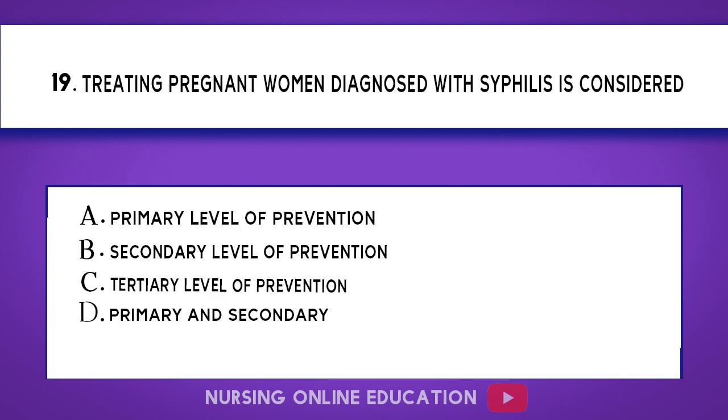19. Treating pregnant women diagnosed with syphilis is considered A. Primary level of prevention. B. Secondary level of prevention. C. Tertiary level of prevention. D. Primary and secondary. The answer is option B, secondary level of prevention.